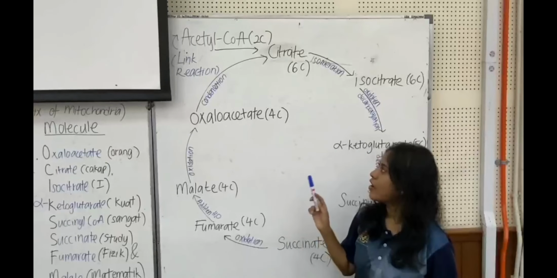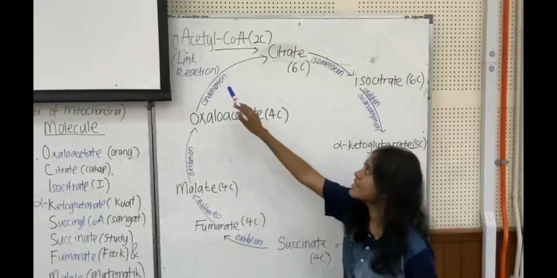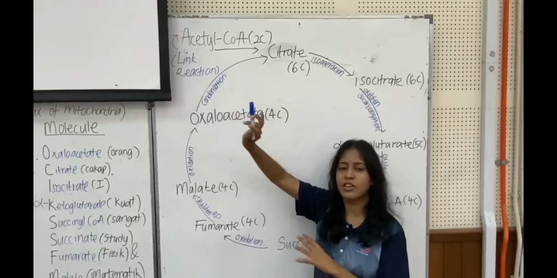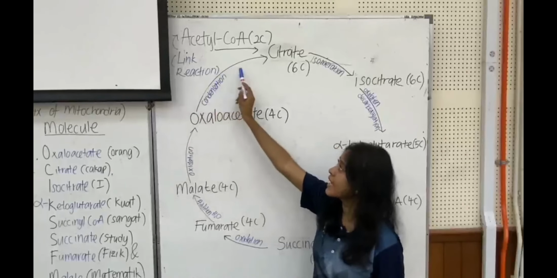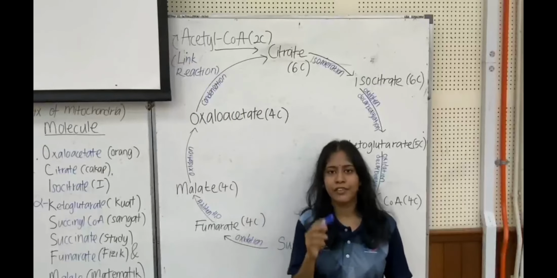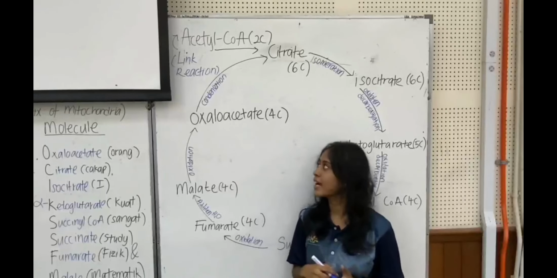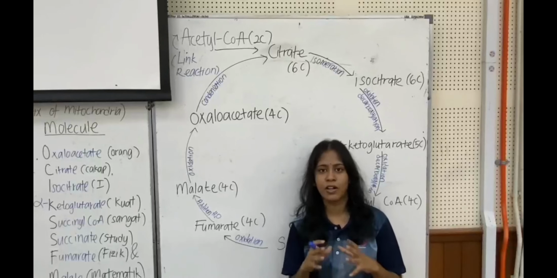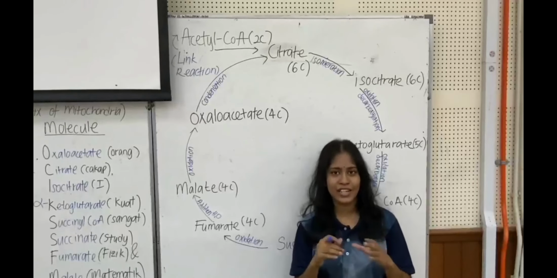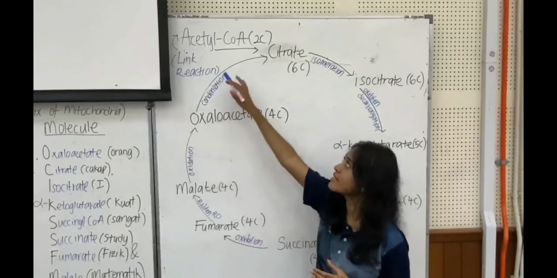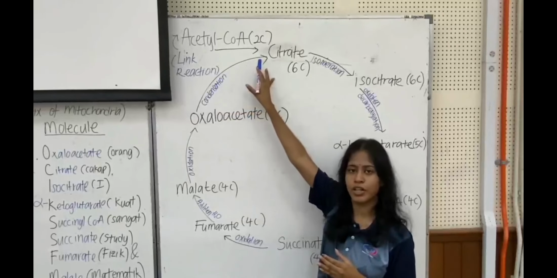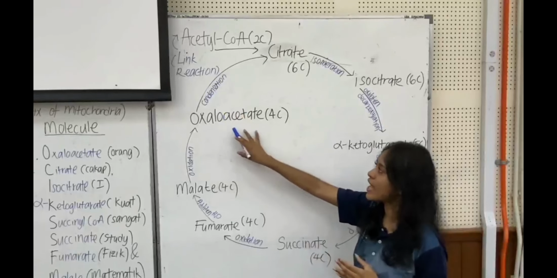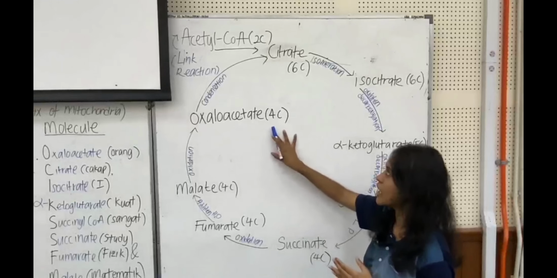Now, in addition, we have acetyl-CoA, but this molecule is not produced in the Krebs cycle. This came from the link reaction. If you remember, we would have learned a small reaction in between glycolysis and the Krebs cycle, which is called the link reaction. And in this link reaction, we produce acetyl-CoA, which is a 2-carbon molecule. Now we have oxaloacetate right here. This is a 4-carbon molecule.